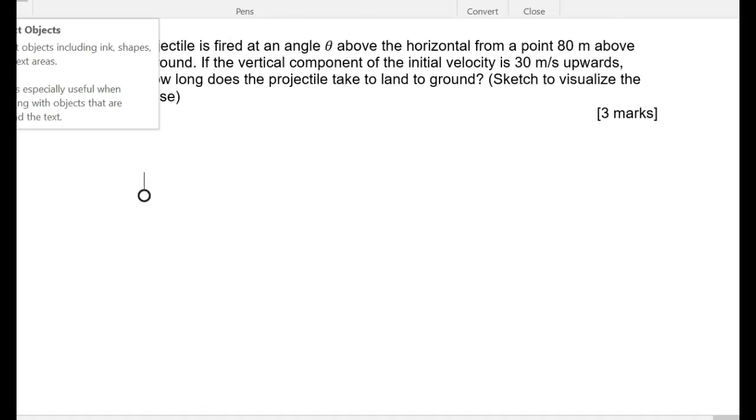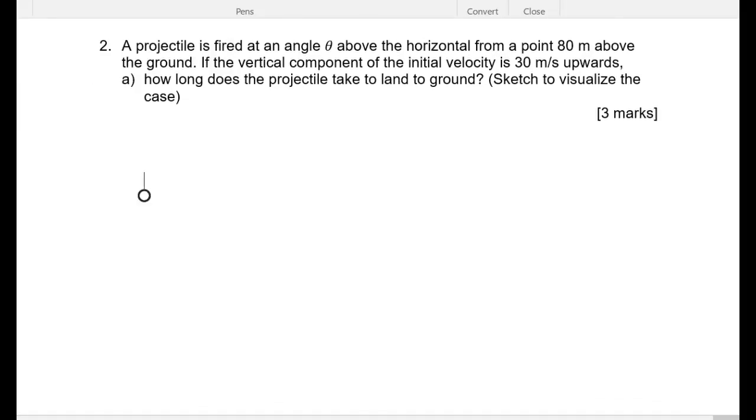Now this is the second question. Let's start by reading. The projectile is fired at an angle theta above horizontal from a point 80 meters above the ground. If the vertical component of the initial velocity is 30 meters per second upwards, how long does the projectile take to land on the ground?